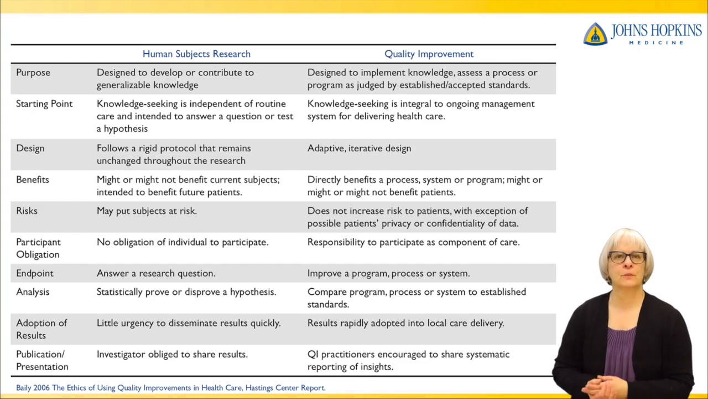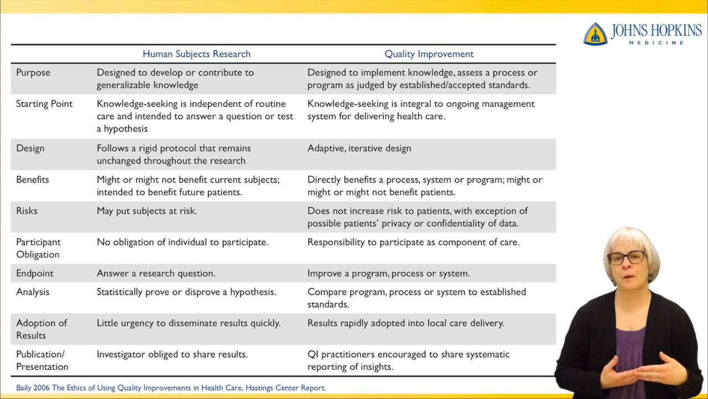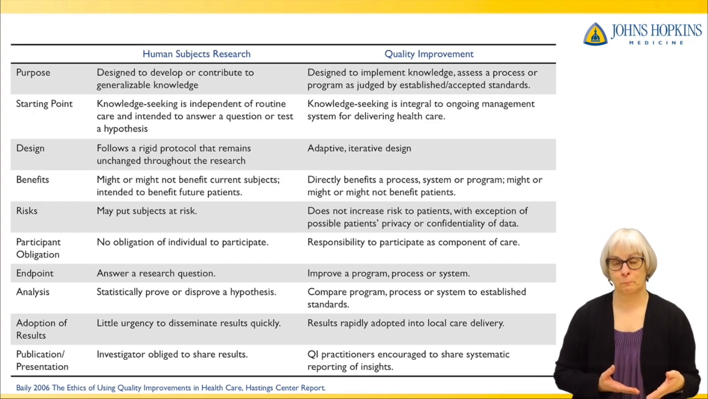Human subjects research is designed to contribute to generalizable knowledge, whereas quality improvement is really done to improve care processes or care delivery based on a proven intervention. So again, that evidence-based care.